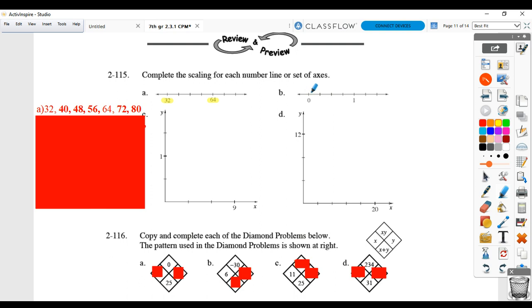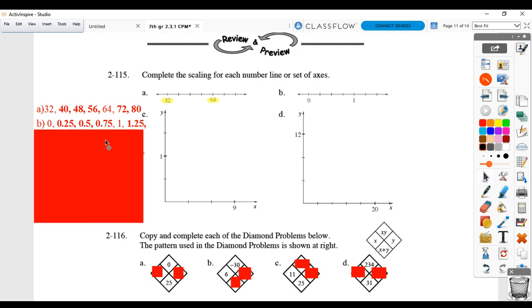For B, the difference between 0 and 1, of course, is 1, and you've got 1, 2, 3, 4 spaces. So you're going up by 1/4 or 25 hundredths, 0.25. So depending on whether you went with a decimal or mixed number, it's fine either way. So 0 was given. The next one would be 1/4 or 0.25, 25 hundredths.